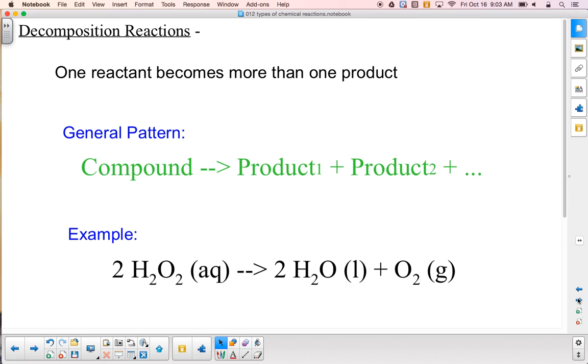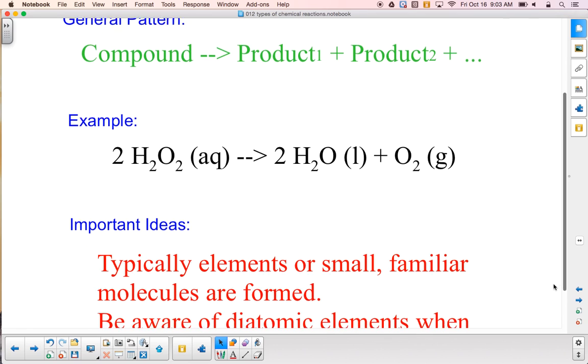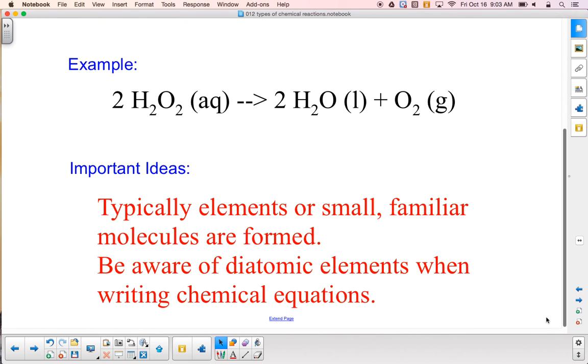A good example of this is the reaction of hydrogen peroxide decomposing to form water and oxygen. This is the reaction that takes place when you injure yourself. You pour hydrogen peroxide on the injury, and it begins to fizz. The bubbles you see in that fizz are the oxygen gas, and the high concentrations of oxygen are able to kill the bacteria, and the bubbling removes some of the dirt from your injury. Probably the most important idea here is that typically the products of a decomposition reaction are small, familiar molecules, and when you have to predict the products, just be aware of diatomic elements like oxygen and hydrogen when you write your chemical equations.